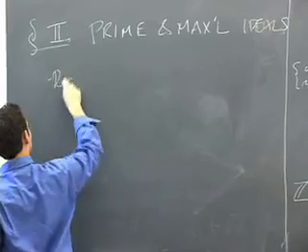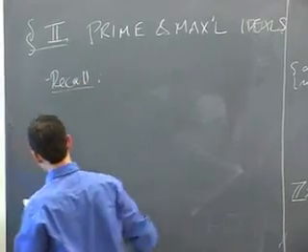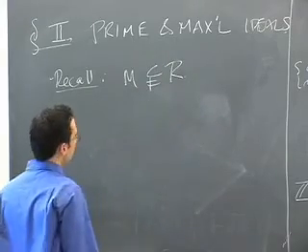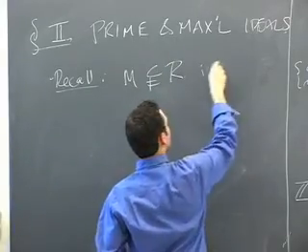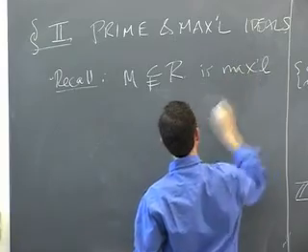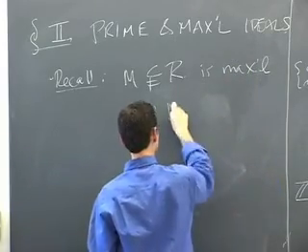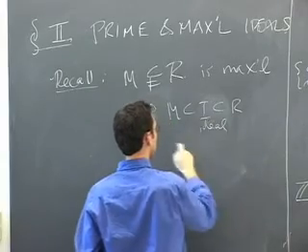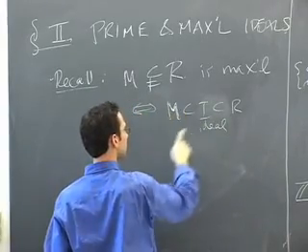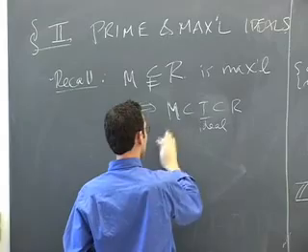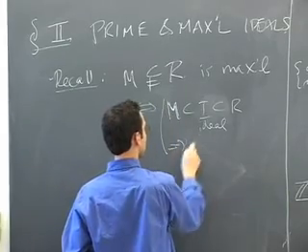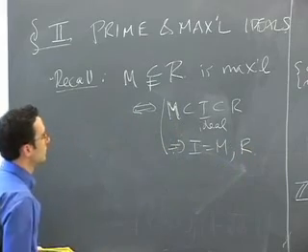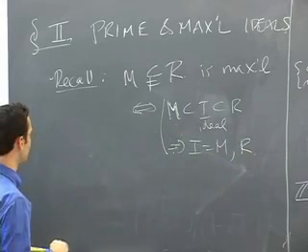So recall that if I have a proper ideal in a ring, then we call it maximal if and only if any ideal stuck between this ideal and the entire ring must be either that ideal or the entire ring. So there's nothing properly stuck between.